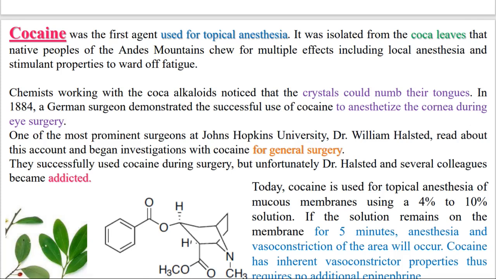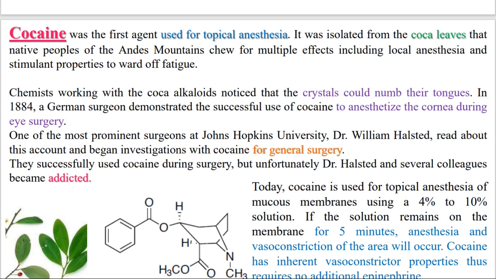There were people or tribes from the Andes mountains. They used to work very hard, and during the work, they used to find these leaves or trees. They would pluck one leaf and chew it. Scientists, or chemists, observed that after chewing, the crystals of the coca leaves would numb their tongues, and they would anesthetize that area and become numb. There was no sensation or pain for a few hours.